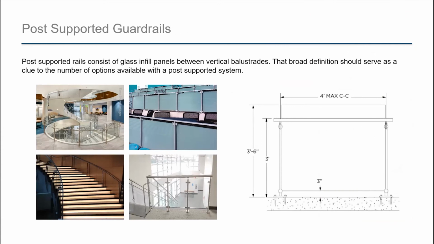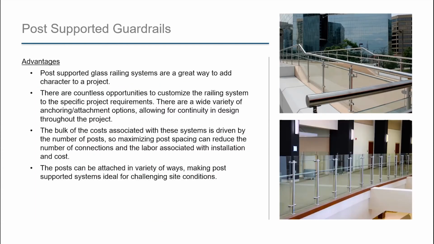The next style of glass guardrail up for consideration is post-supported systems, which simply put is post-supported rails with glass infill panels between vertical balustrades. Some advantages working with post-supported systems are enhanced design aesthetics, the opportunity for customized systems, and they offer a nice design element to any building.